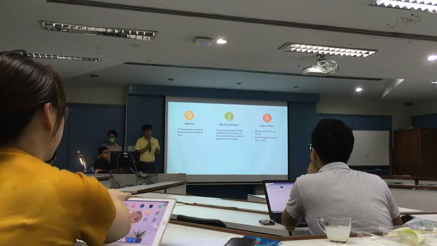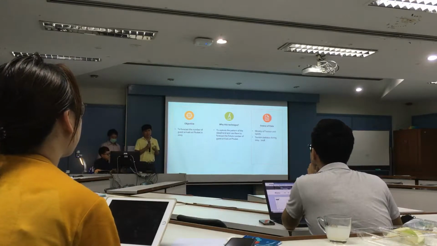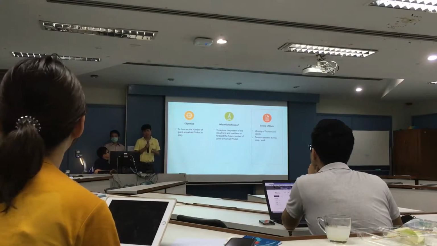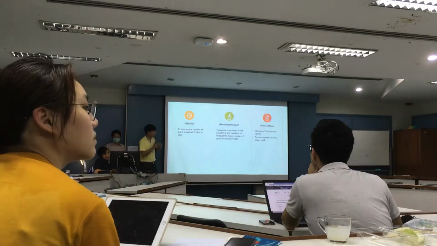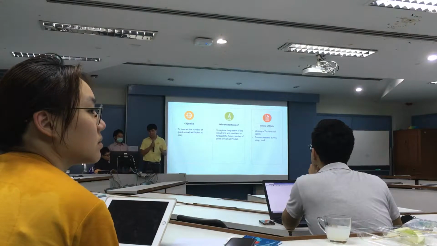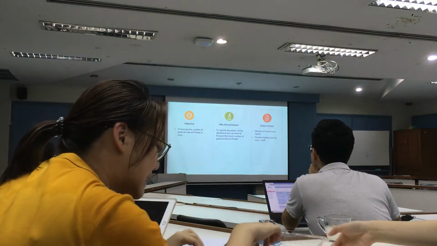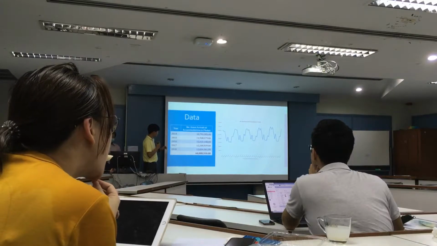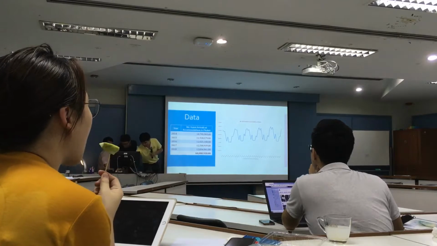They collect the data on the tourists who visited Phuket for the last 5 years, and we separate it month by month. So we have 60 periods from January 2014 to December 2018. So this is the data that we use.